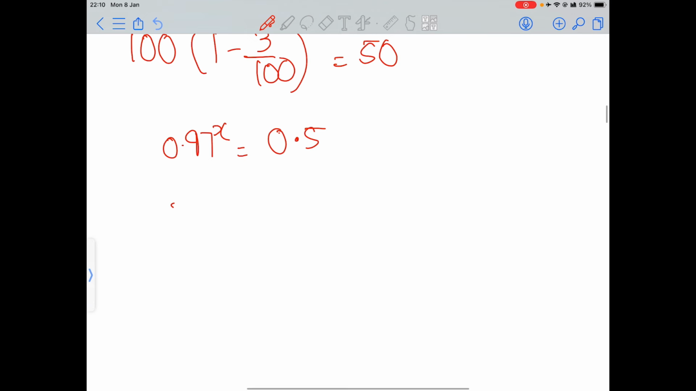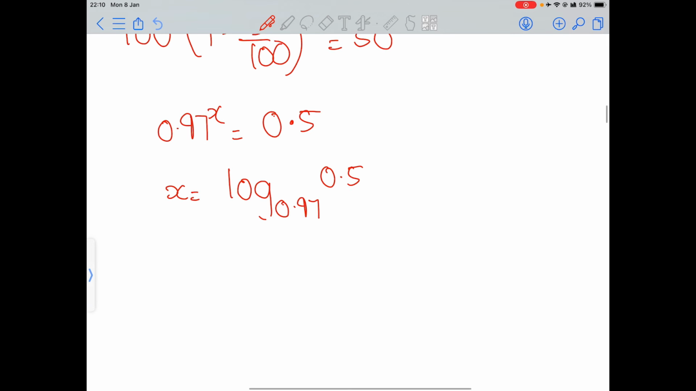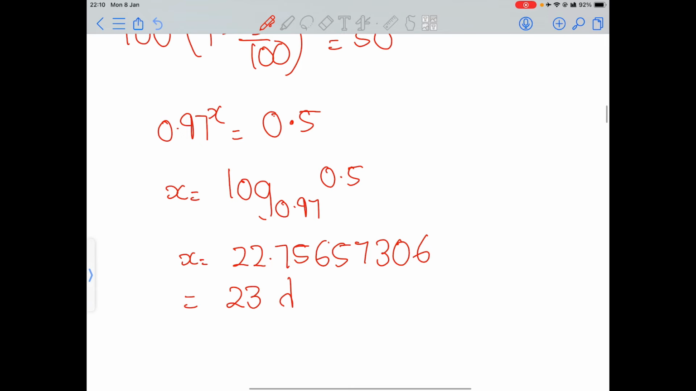So for the value of x, I'm using the log. What would you need to raise 0.97 to, to get 0.5? If I take this into my calculator, x indeed is 22.75657306, which in whole number should be 23 days.